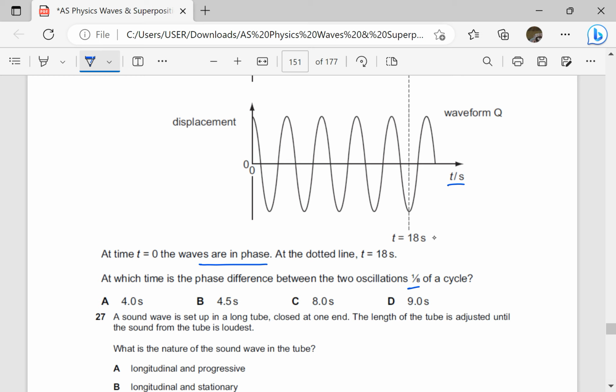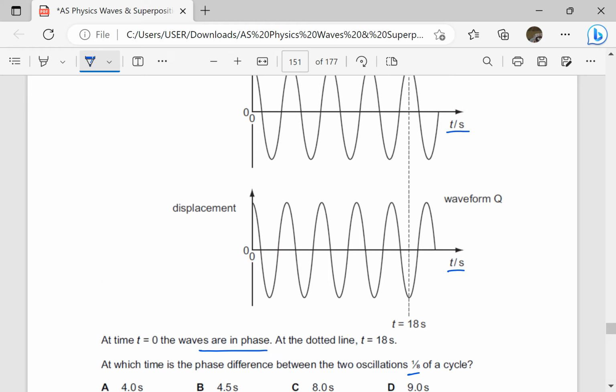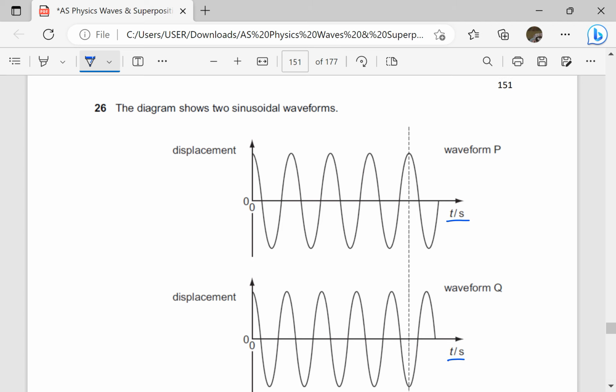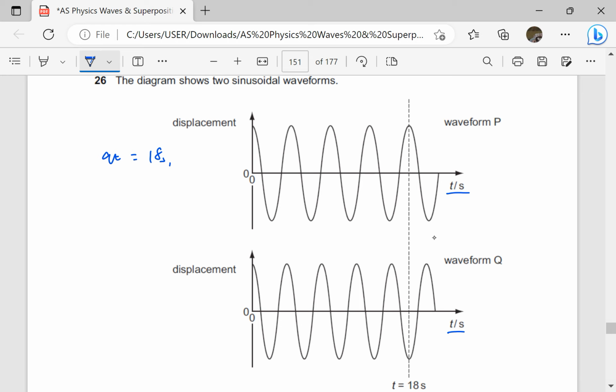So to begin with, let's try to establish how many cycles are demonstrated here in a time of 18 seconds. Let's start with the first graph. At t equals 18 seconds, here we have one, two, three, and I think these are four cycles. At t equals 18 seconds, we have 4 cycles for waveform P.